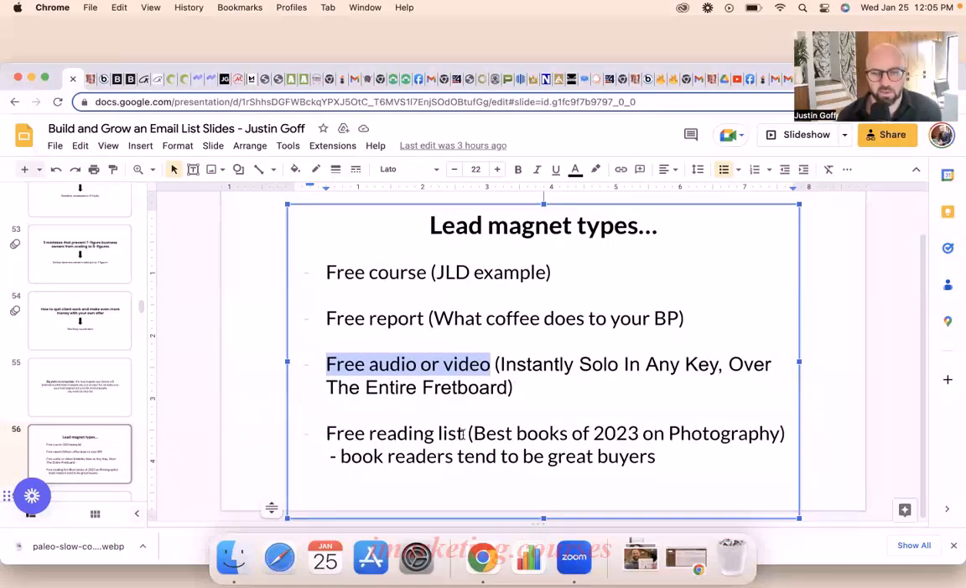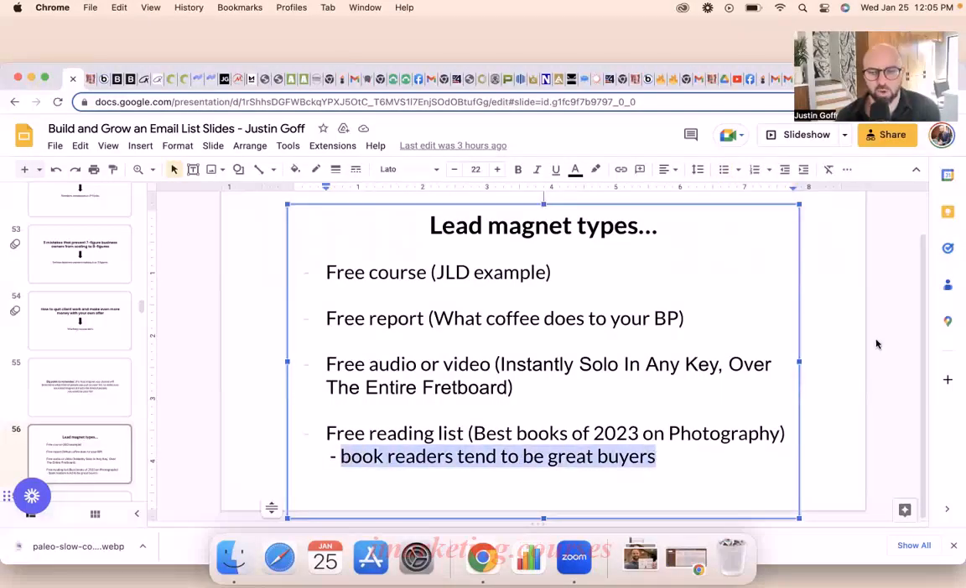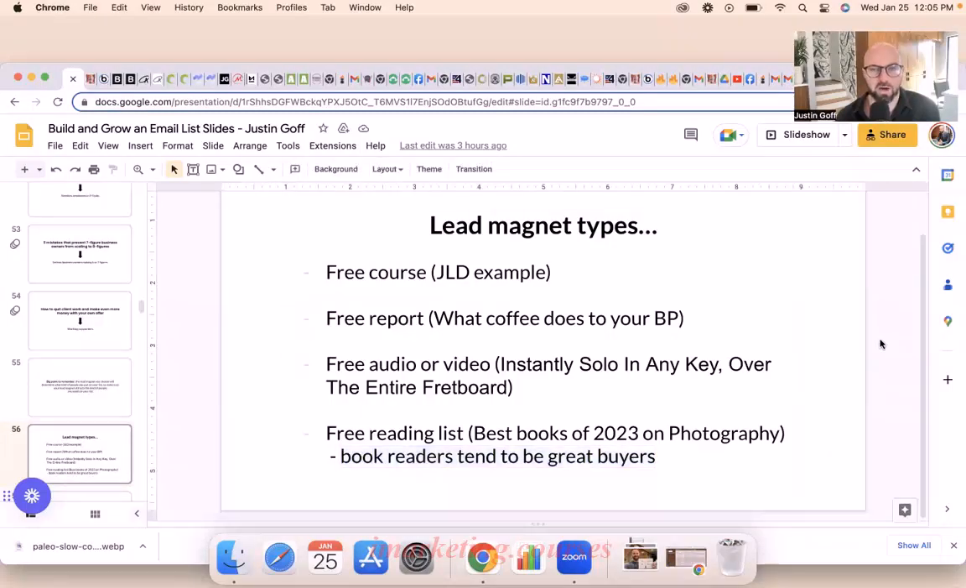Free reading list. So the best books of 2023 on photography. This is a cool little tip I got from Charles Kirkland, who's a really smart media buyer. He's tested this a lot, and book readers tend to be really, really great buyers. So a free reading list tends to target people who turn into really good buyers.